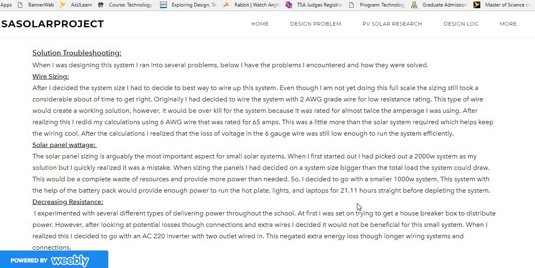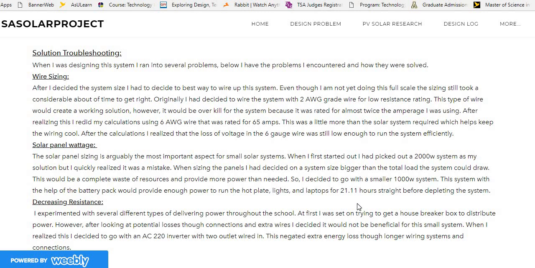However, this type of wire would create a working solution. However, it would be overkill for the system because it's rated for almost twice the amperage I was using. So there would be less resistance, but it would also cost a lot more and just be completely unnecessary. After realizing this, I decided I'd redo my calculations using 6 AWG wire that was rated for the 65 amps that the solar panels would put out.